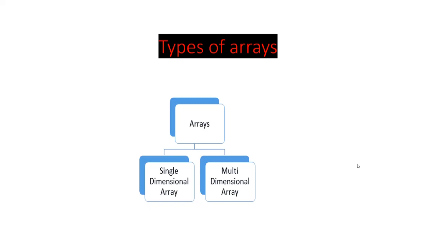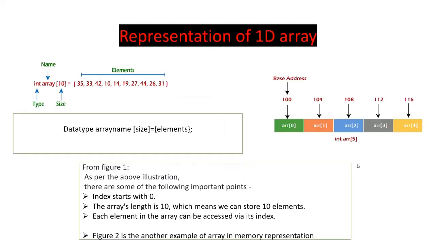Next point is types of arrays. Here there are mainly two types of arrays: single dimensional array and multi-dimensional array. Firstly, we will discuss the one dimensional array or single dimensional array.